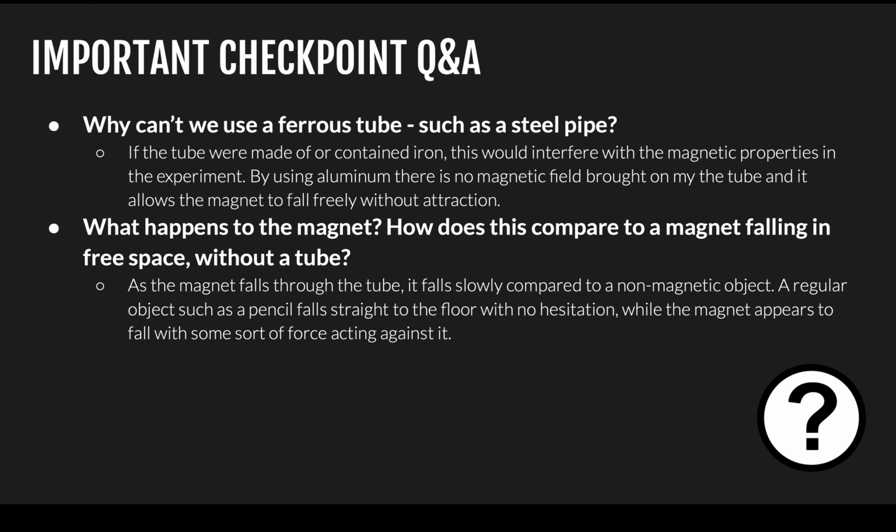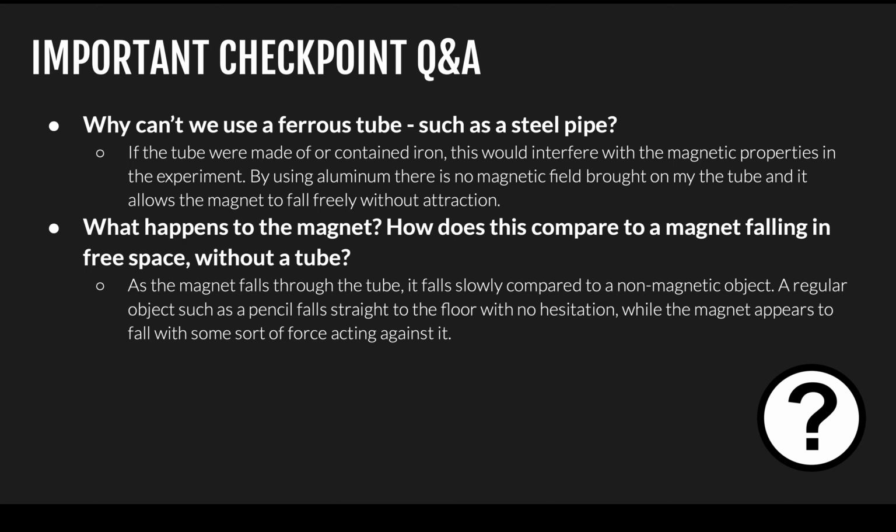And so these are some important checkpoint questions that were in the instructions. Why can't we use a ferrous tube such as a steel pipe? So if the tube were made of iron or contained iron, this would mess with the magnetic properties that the experiment would have. By using aluminum, there's no magnetic field brought on by the tube, and it allows the magnet to fall freely without any sort of attraction.